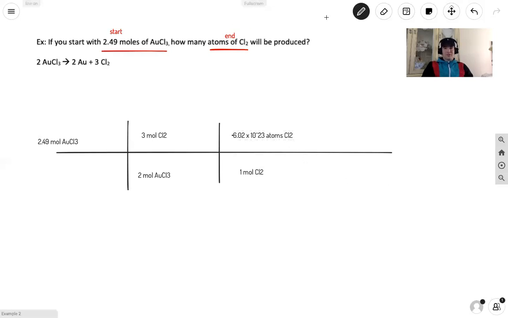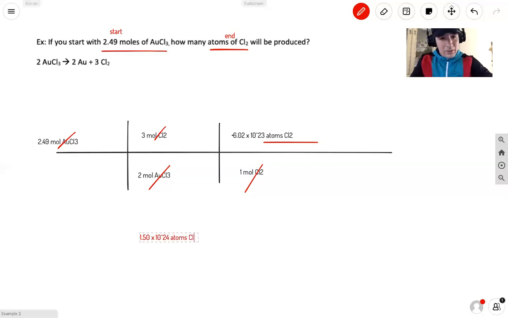So let's cancel things out and let's show you how this works. I have moles of gold trichloride up here, moles of gold trichloride there, moles of dichlorine here, moles of dichlorine here, and my answer is in atoms of dichlorine. The problem says I'm ending in atoms of dichlorine, so I'm good here. Now I'm going to multiply everything on top divided by everything on bottom, and you should have gotten 1.50 times 10 to the power of 24 atoms of dichlorine.